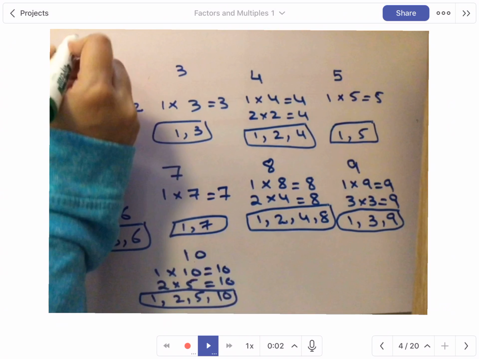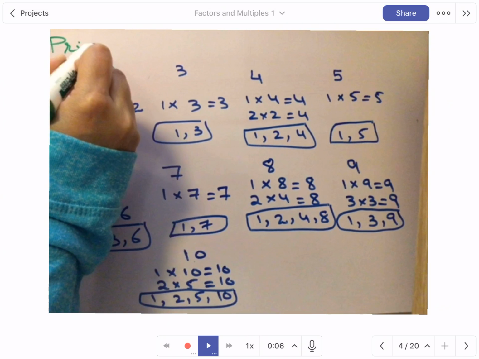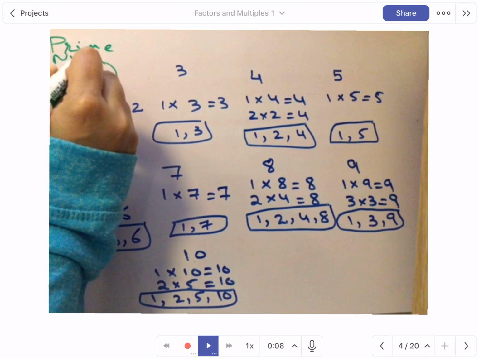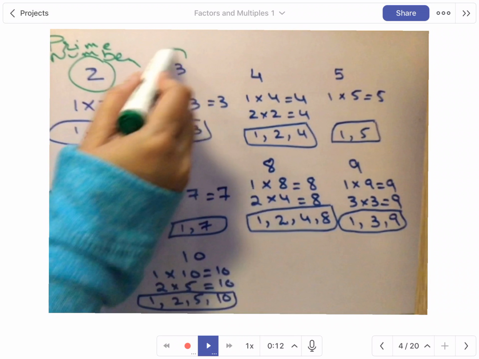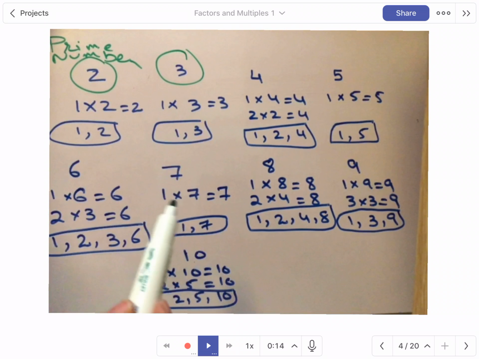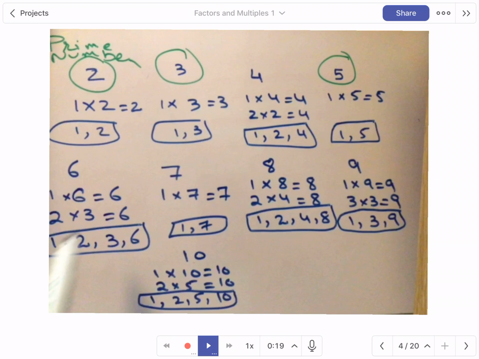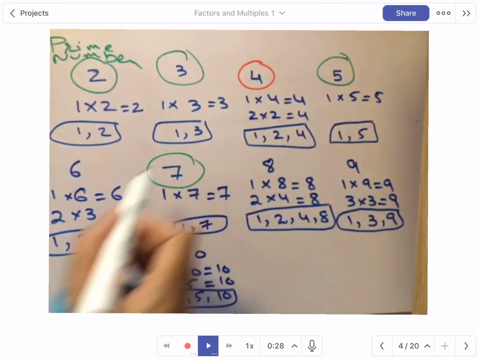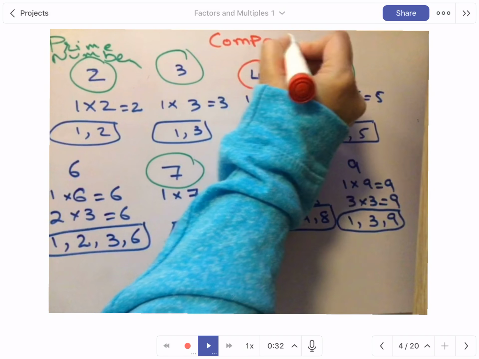Now let's find the prime numbers and composite numbers from 2 to 10. So 2 is a prime number as it has only two factors, number 1 and the number itself. And 3, is it composite or prime? Yes, it is a prime number as it has only two factors. So 3, 5 and 7 are prime numbers, while number 4 has more than two factors, so it will be a composite number.